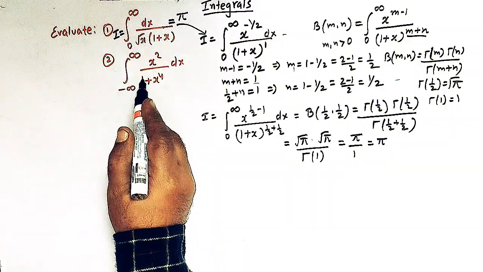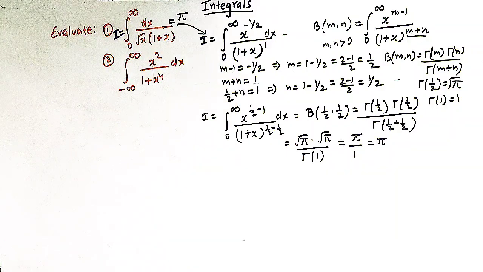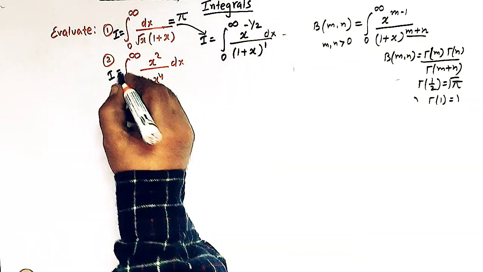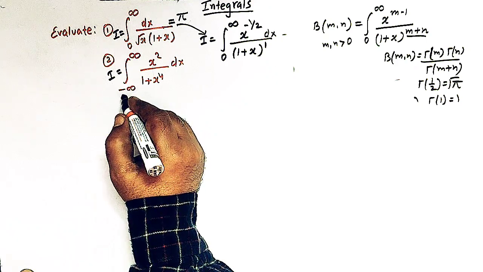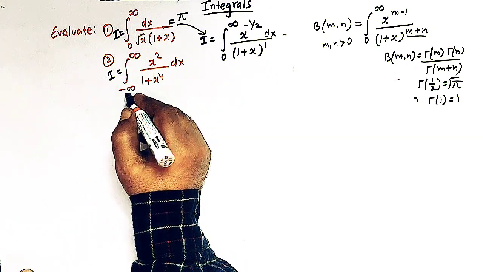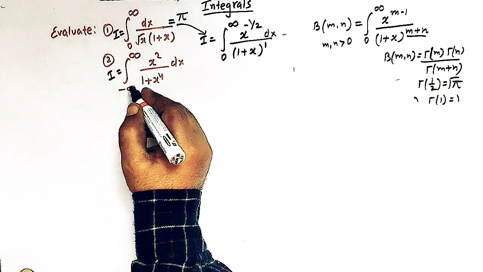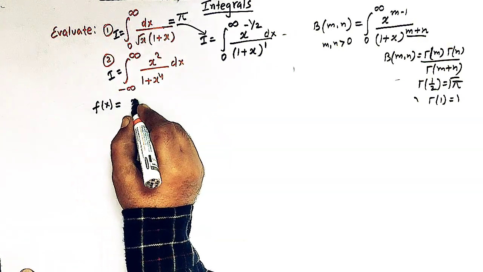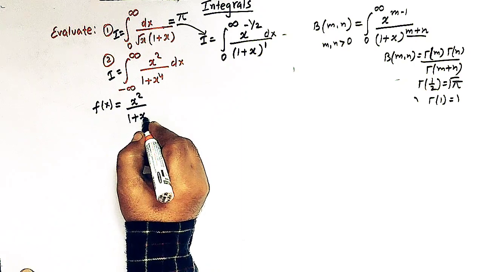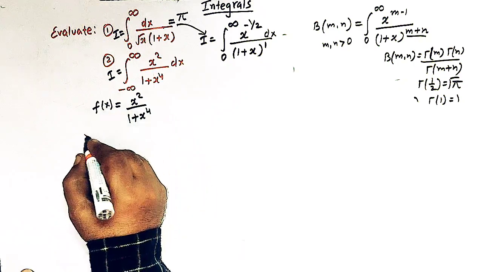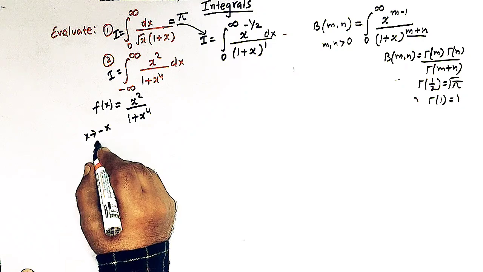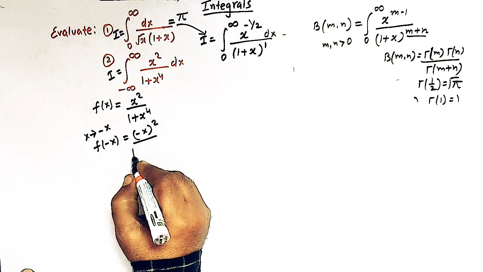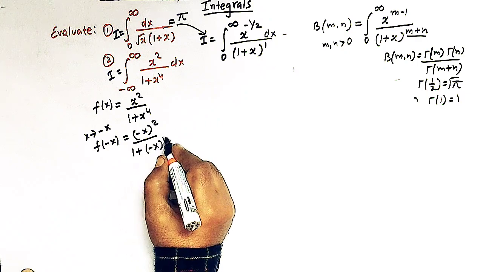Now let us take the second problem. So now let us take this integral as I, right? Now here the limits of integration are from minus infinity to infinity, and here the integrand, that is say f of x, is x square over 1 plus x raised to 4. Now if we replace x by minus x, then we have f of minus x is minus x square over 1 plus minus x raised to 4.